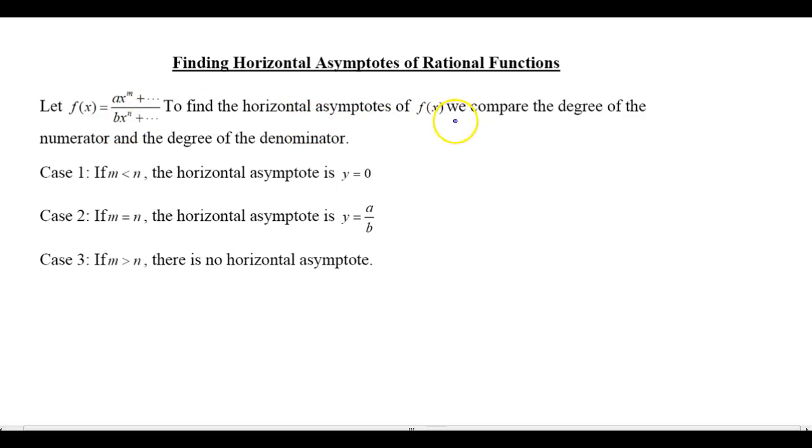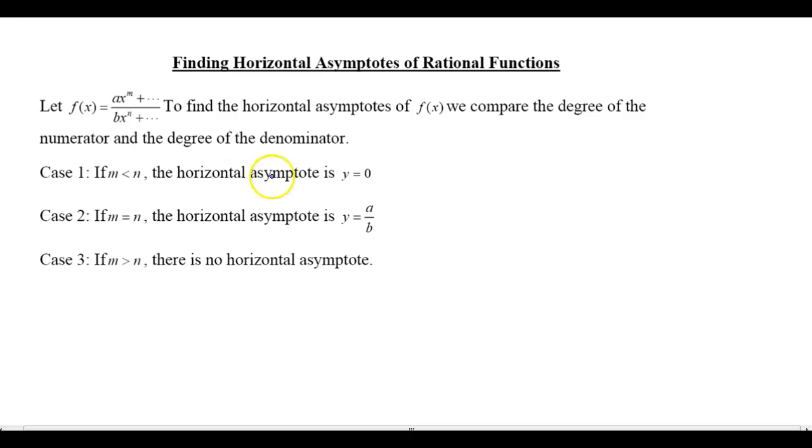To find horizontal asymptotes, all we need to do is compare the degree of the numerator and the degree of the denominator. We compare m to n. So there's three possibilities. Well, m could be less than n. The degree in the top could be smaller than the degree of the bottom.